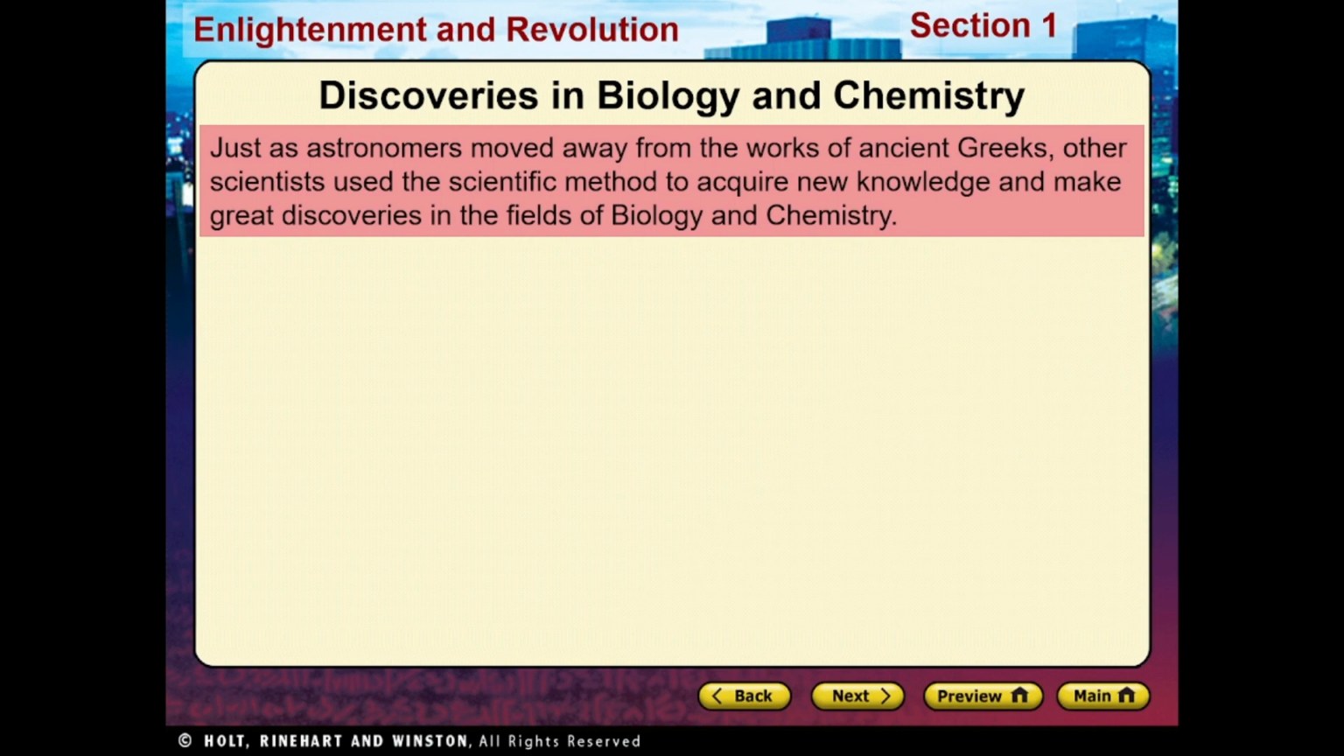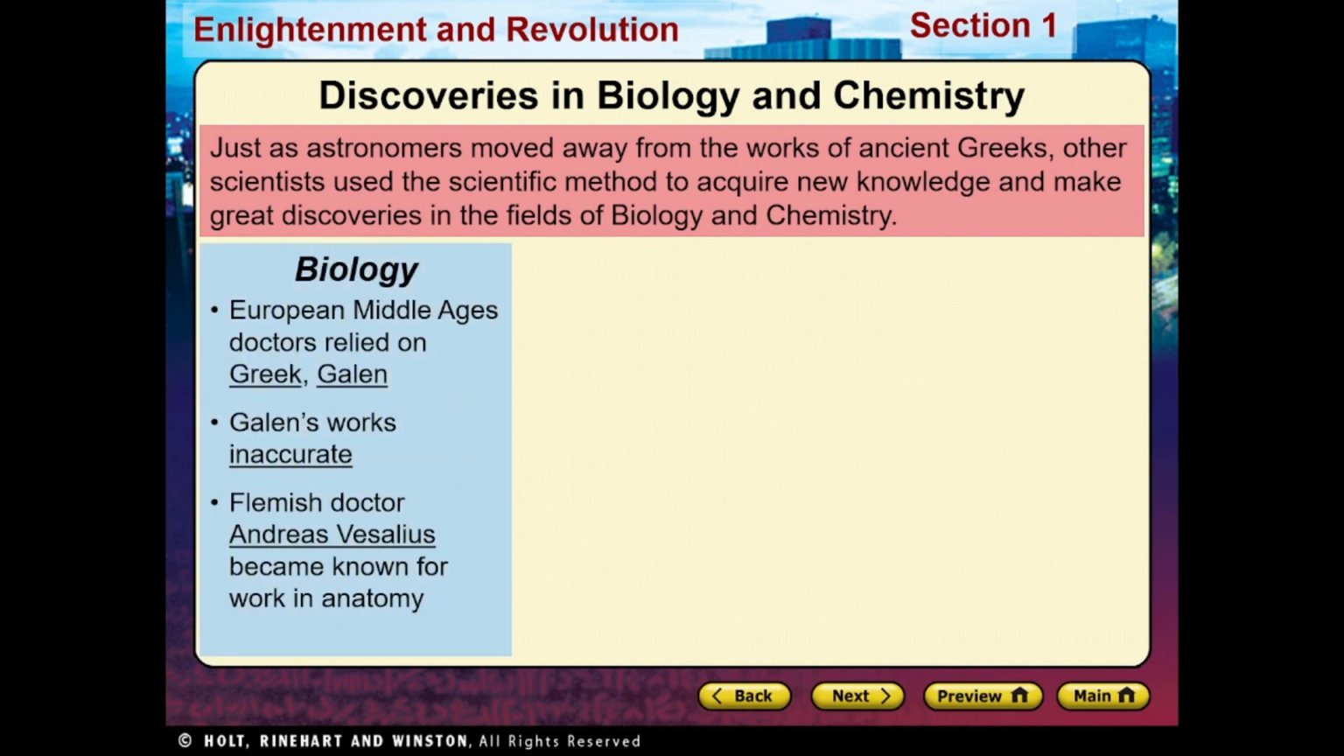So next is the discoveries in biology and chemistry. Just as astronomers moved away from the works of ancient Greeks, other scientists used the scientific method to acquire new knowledge and make great discoveries in the fields of biology and chemistry. Biology.